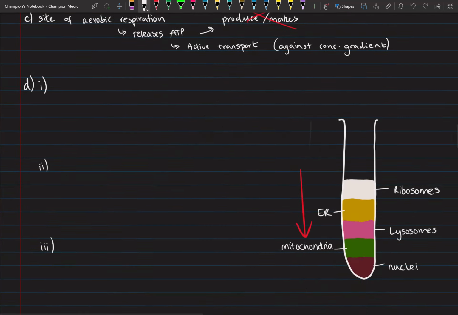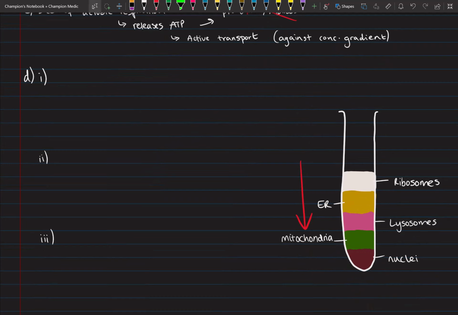So the next part is talking about cell fractionation and three sets of factors. They're asking for the reasons why the scientists carried out each step. So, part one, why did the scientists homogenize the tissue? That's to break open the cells.